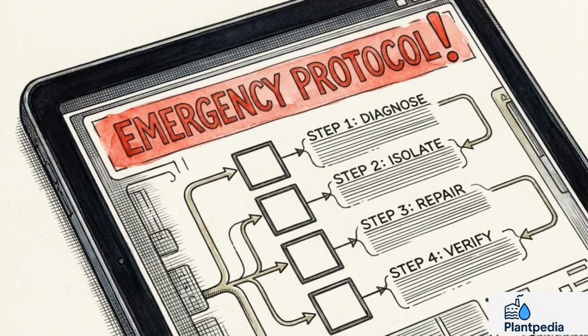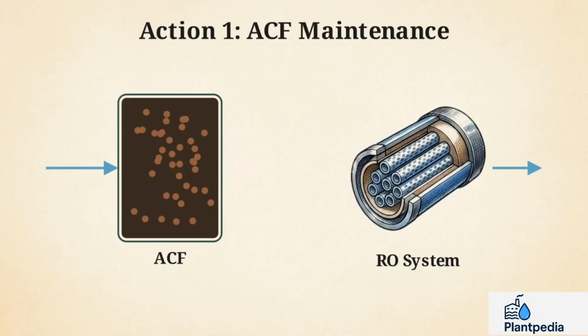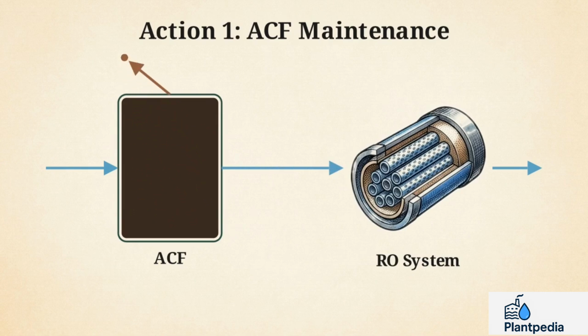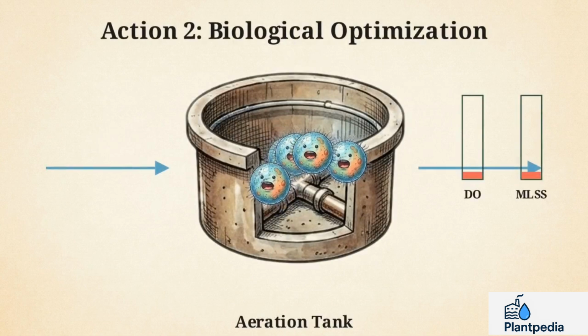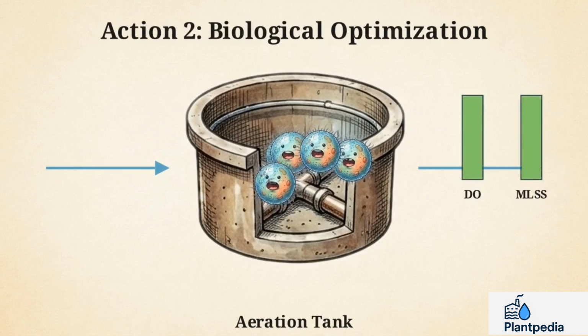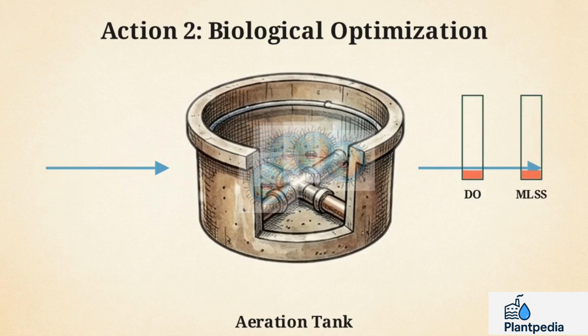When a high COD test is confirmed, you must initiate a 4-step emergency protocol to restore system stability. Action 1. Inspect the activated carbon filter located upstream of the RO. Backwash it immediately to clear trapped organics. If the carbon media has reached exhaustion, replace it entirely. Action 2. Move to the biological system, like your aeration tank. Verify your dissolved oxygen and MLSS levels. The bacteria here consume COD. If those bacteria are dead or starving, the organic load passes straight through to your filters.